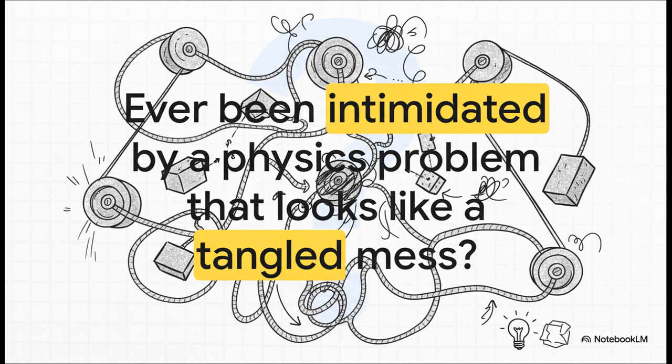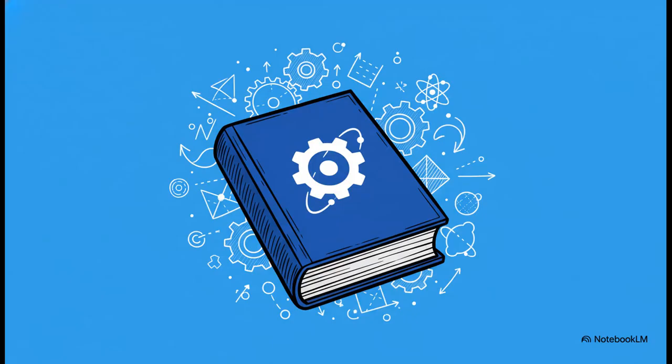Have you ever had that moment where you flip open a physics book and bam, there it is, a diagram that looks like a total mess of pulleys, blocks, and strings all tangled up? It honestly looks more like something you'd see in a modern art museum than a problem you're supposed to solve. And right away, it's easy to feel totally overwhelmed, you know? Like, where do you even start with something like that? Well, today we're not backing down. We're going to tackle one of those very problems head on.